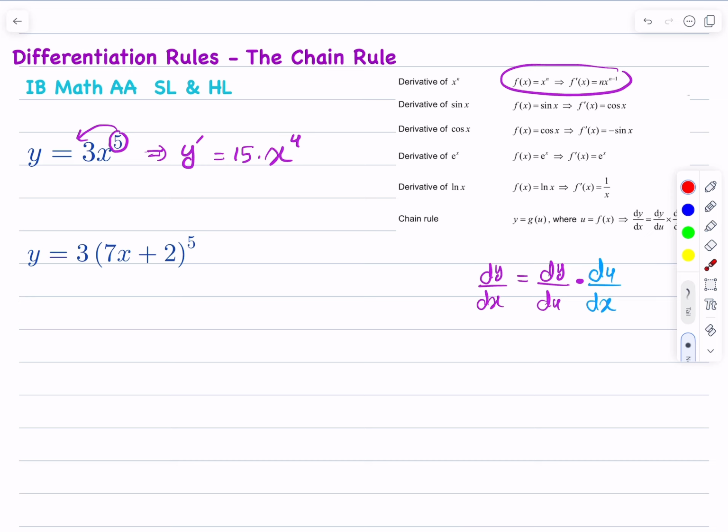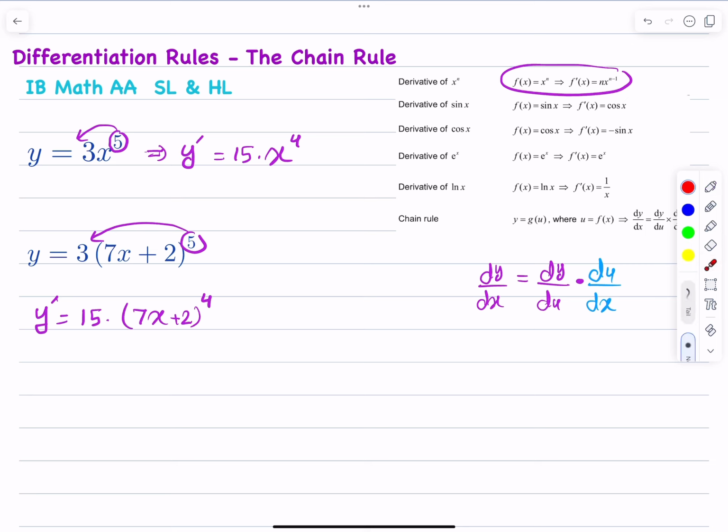See now here the difference in this example. Here under the power 5 we have only x, but here we have an inner function 7x plus 2. So here we need to apply the chain rule quickly. So as we said, first, in the quick way, we differentiate the outer function. We put the 5 down and multiply it by 3, which is 15. Then 7x plus 2, we decrease the power of 5 by 1, which is 4.